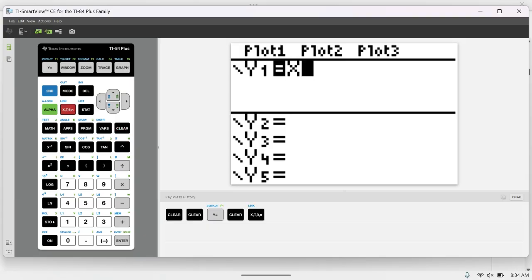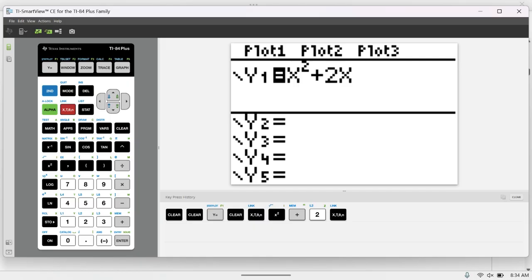So you're going to hit x. The variable key is over by that green alpha key. Square it plus 2x. How do I square it? You either use the caret key, top left corner. And then -3.